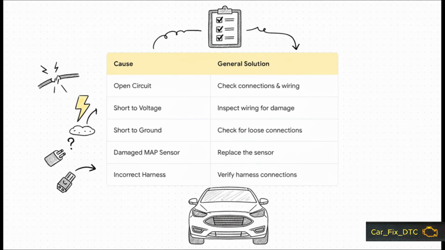You'll notice something interesting right away. 3 of them are basically electrical ghosts. An open circuit, a short to voltage, a short to ground. Then we've got 2 physical suspects. The MAP sensor itself is just damaged, or maybe a connection is just plain wrong. This checklist is the technician's playbook. It's the roadmap for the whole investigation.